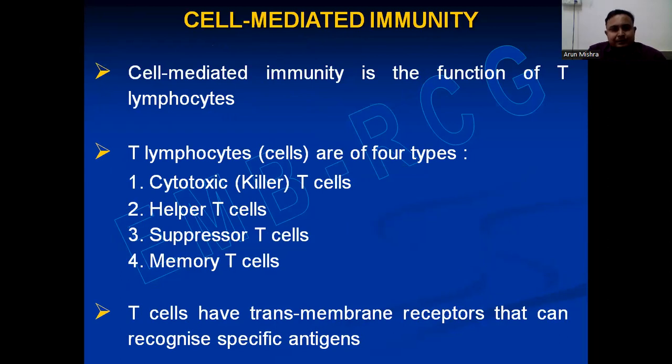Cell-mediated immunity. The cell-mediated immunity is the function of lymphocytes. T lymphocytes are of four types: cytotoxic or killer T cells, helper T cells, suppressor T cells, and memory T cells. T cells have transmembrane receptors that can recognize specific antigen.